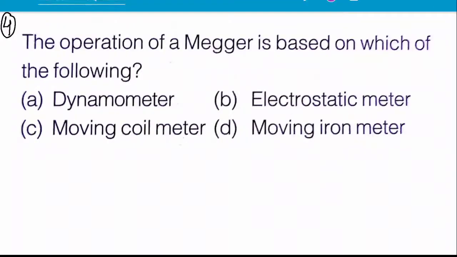Next question: the operation of a measure is based on which of the following? And this is the moving coil meter, option C.